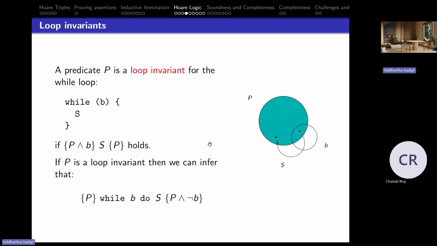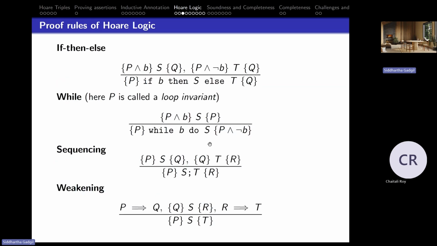Okay, so let's just look at the while loop rule. If I want to conclude this, the rule says you prove that this capital P is a loop invariant of your while loop, in the sense that if I'm inside P and inside the loop condition B, and I do S, which is the body of the while loop, then I will come out in a state satisfying P.